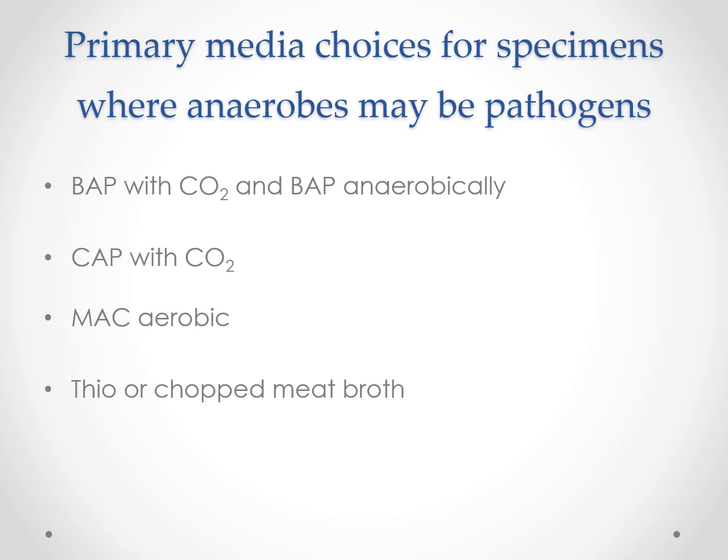This media must be pre-reduced, and what I mean by that is you must take these plates, and before you culture anything on the plate, you have to remove the oxygen prior to culture. We do that by putting all of our plates in a jar with an anaerobic satchel that creates an anaerobic environment, and it actually takes the oxygen out of the media or pre-reduces them prior to use. We're going to have a chocolate agar with CO2, a MAC agar aerobically, and then finally the last broth that we're going to set for anaerobes would be a thio or chopped meat broth, and those support the growth of anaerobes.